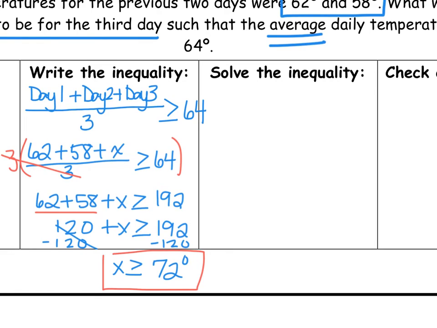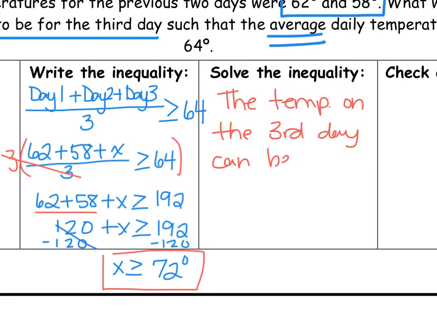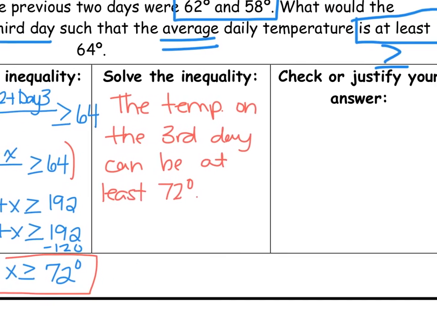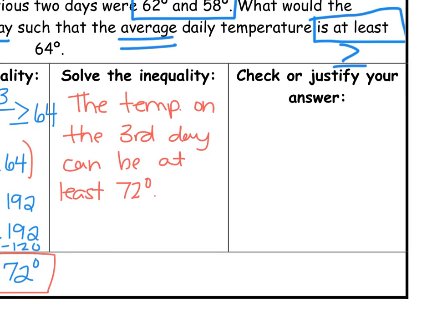So we solved the inequality. I'll just write the answer here. The temperature on the 3rd day can be at least 72 degrees. So again, it could be more than 72 degrees. So how do we check our answer?